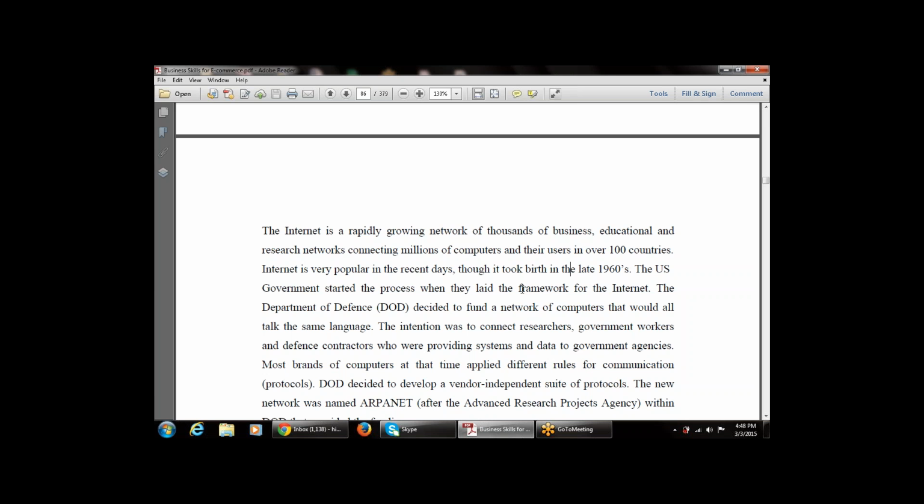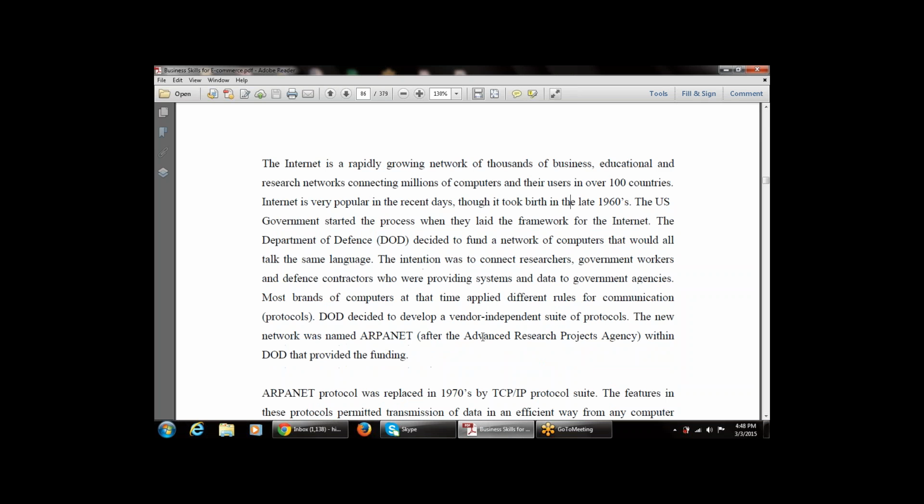Most brands of computers at that time applied different tools for communication. That is, most types of computers at that time applied different tools for communications, which are known as protocols. The DoD decided to develop a vendor independent protocol, a new kind of protocol. The name of the new network is ARPANET, that is the Advanced Research Project Agency Network.